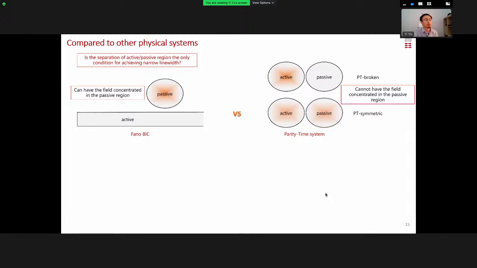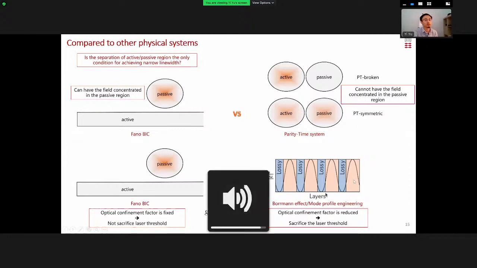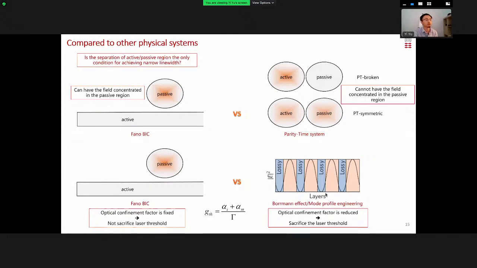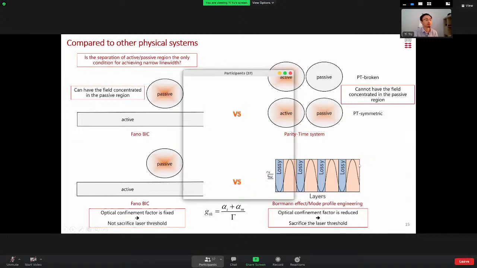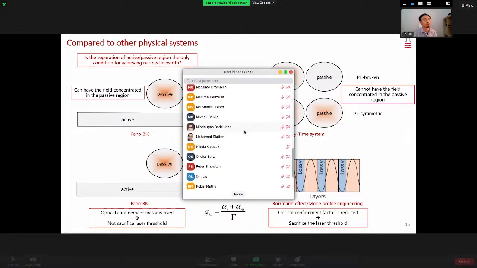Yes. But for ordinary lasers, for example these FP lasers, there is a trade-off between the linewidth reduction and the threshold. So you have to consider that the threshold will increase too much if it concentrates most of the field in the passive regions. Okay, thank you.